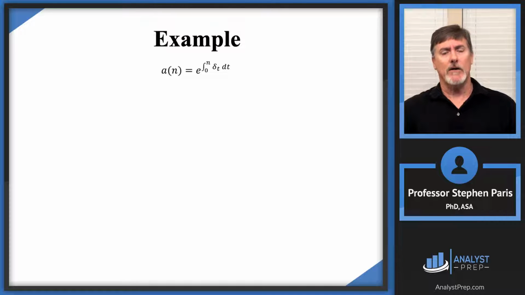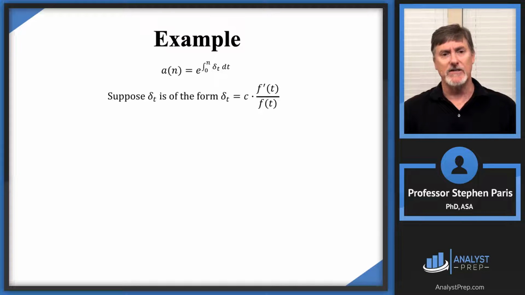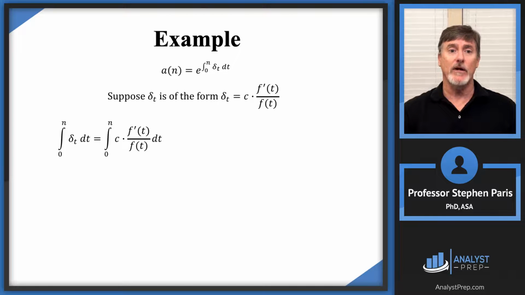So now let's suppose that I'm in a specific situation. This is that special case that I'm talking about. Let's suppose that the force of interest was given to me as some constant times a ratio where the numerator is the derivative of the denominator. So in that case, then, let's look at the exponent of this exponential that's defining the accumulation function. In the exponent, I'm integrating from 0 to n delta t. Well, in the special case, then, delta t is this constant times this ratio.